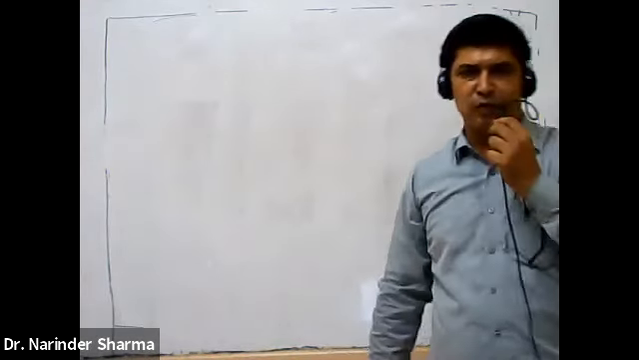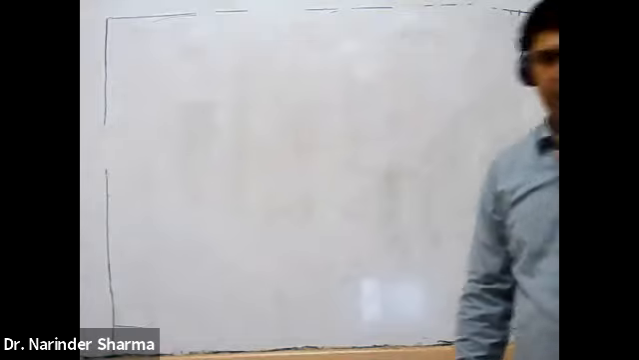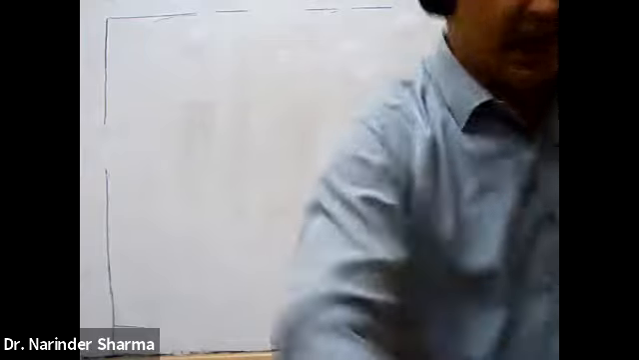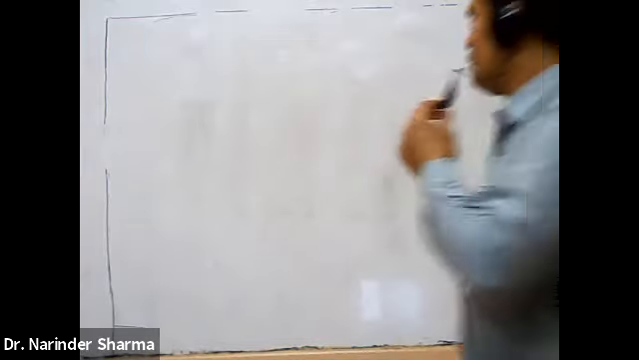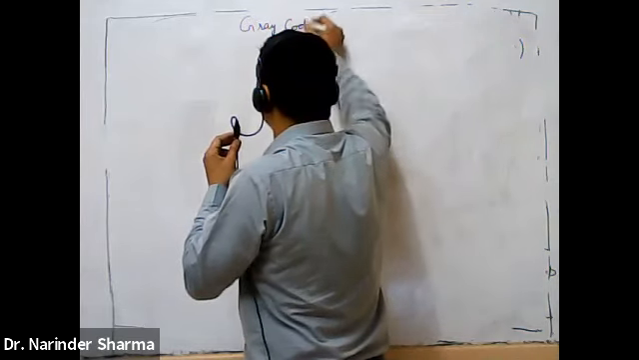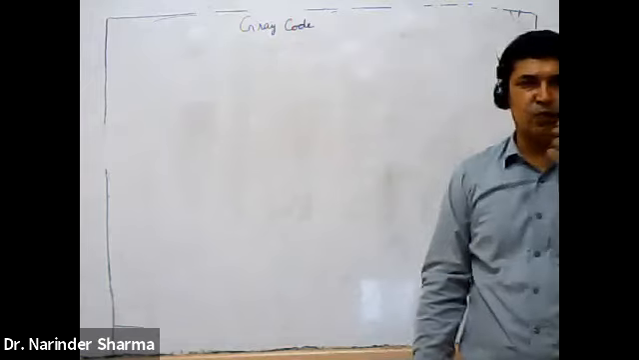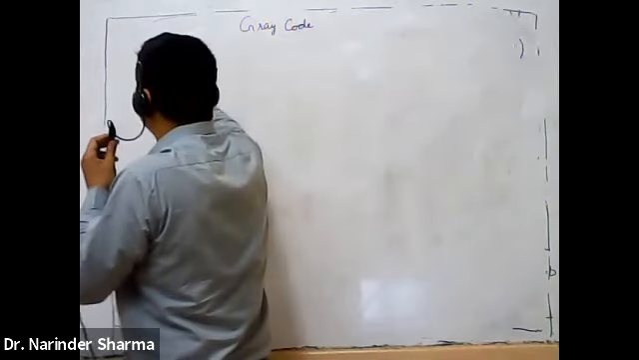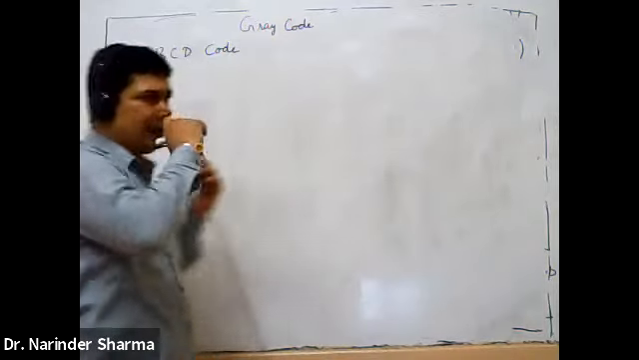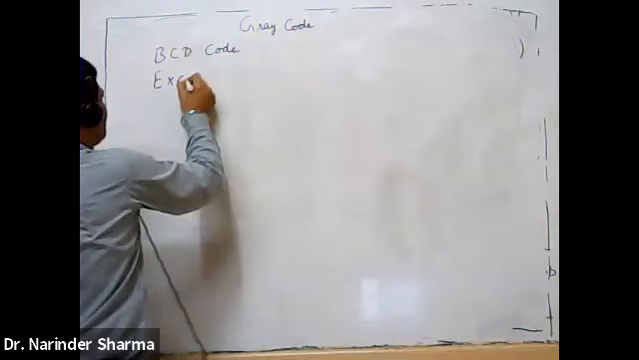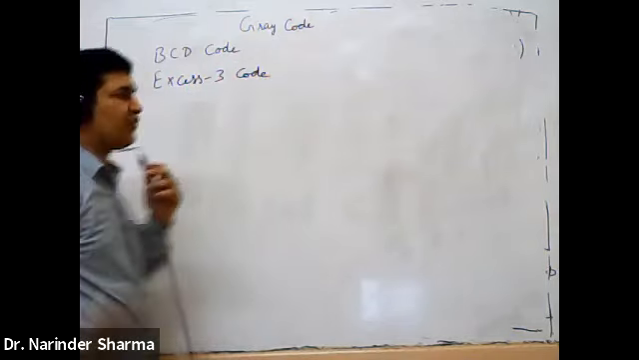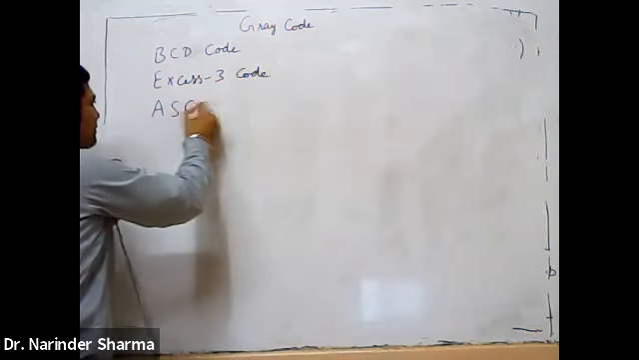Students, today we will learn about the code converters, multiplexers, demultiplexers, encoders, and decoders. As for the code converters, we have already done the Gray code. There are other codes: the BCD code, then the Excess-3 code, then the ASCII code.